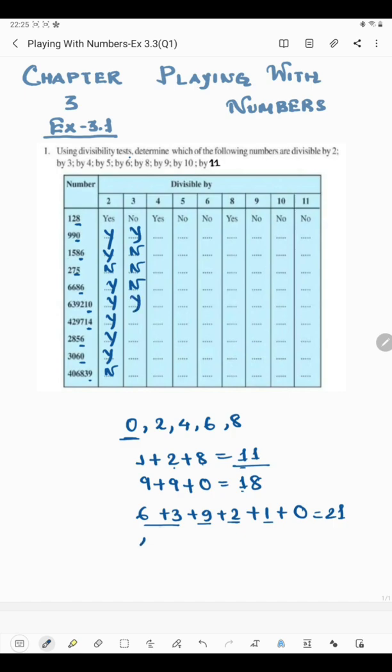Again in the next number we have 429714, and if you add this, 4 plus 2 plus 9 plus 7 plus 1 plus 4, then we will have 4 plus 2 is 6, 6 plus 9 is 15, 15 plus 7 is 22, 22 plus 1 is 23, and 23 plus 4 is 27, which is divisible, like 27 comes in 3's table, so we can say that it's yes.